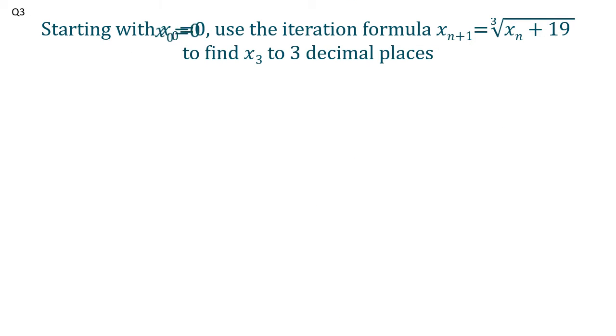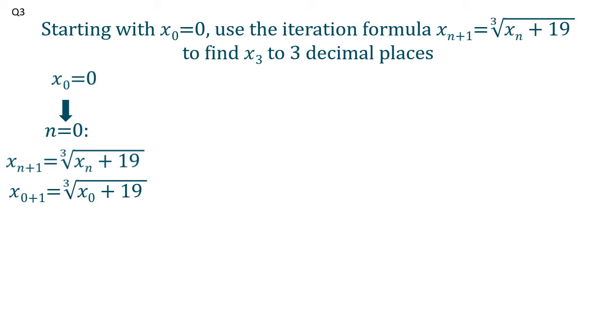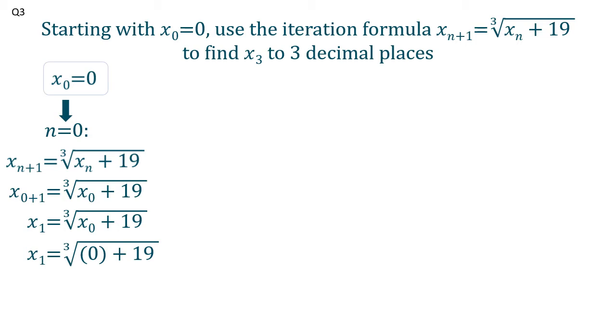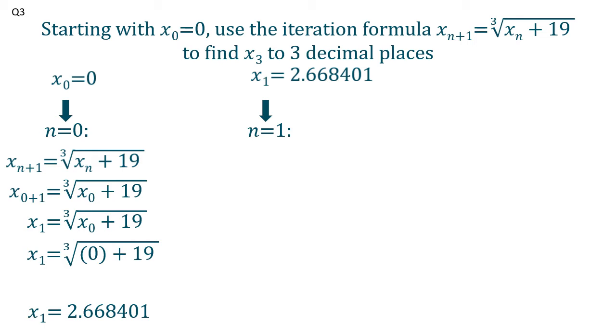We've been given x0 equals 0 in the question, so we know n equals 0. Substitute all the n's for 0 in the iteration formula. We know 0 plus 1 equals 1, so we can see that we're calculating x1. As we were given x0 equals 0, we can substitute that in. Now all we need to do is put cube root of 19 into a calculator, getting x1 equals 2.668401.